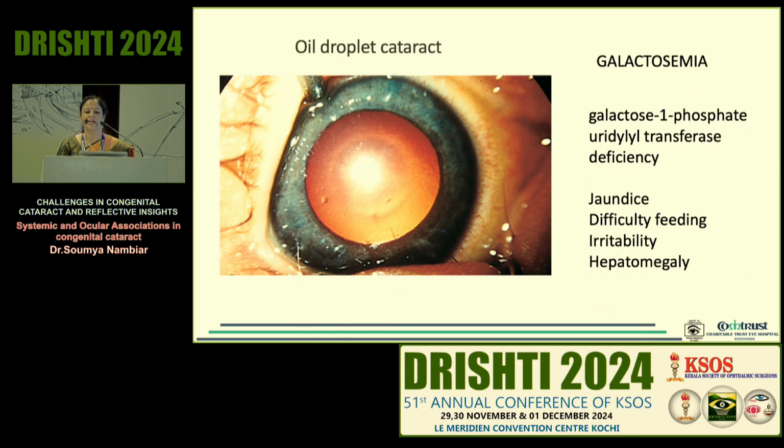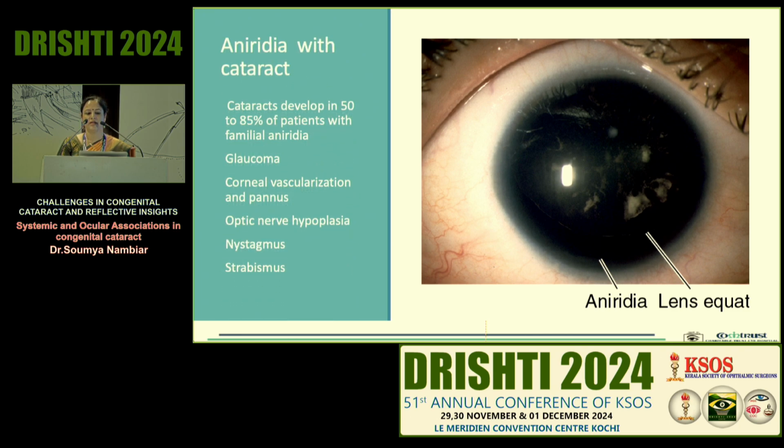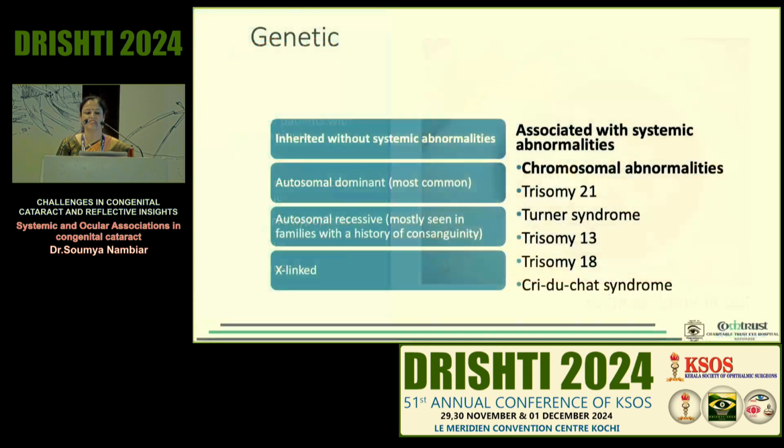Now this is a case of oil droplet cataract. It is one of the reversible causes of congenital cataract, if it is detected early on. This is a case of aniridia with cataract. And cataract develops in 50 to 80% of patients with familial aniridia. And what you have to look for in addition is glaucoma, corneal vascularization and pannus, optic nerve hypoplasia, nystagmus, and strabismus.